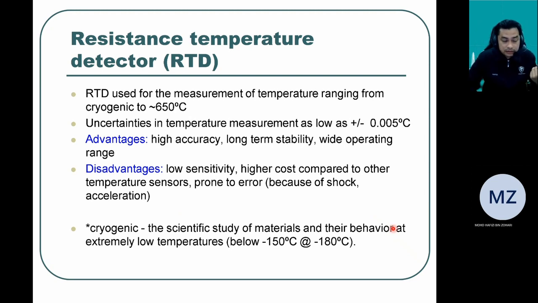The disadvantages are relatively low sensitivity, relatively higher cost compared to others, and because of the construction of the RTD, it's easy to get error. We're going to look at this. What's the basic mechanism, concept, design for the RTD? Then you can understand why it's easy to get error.